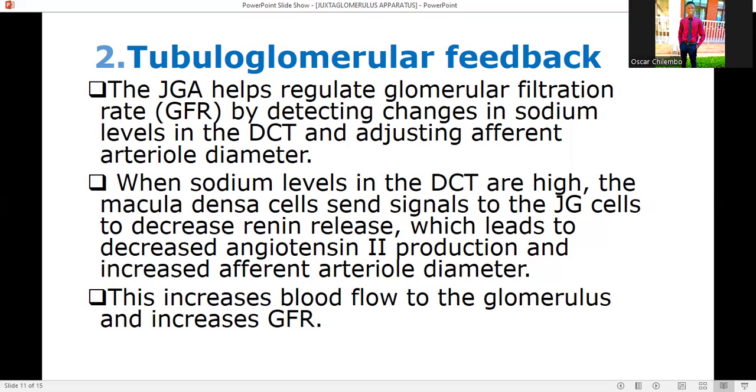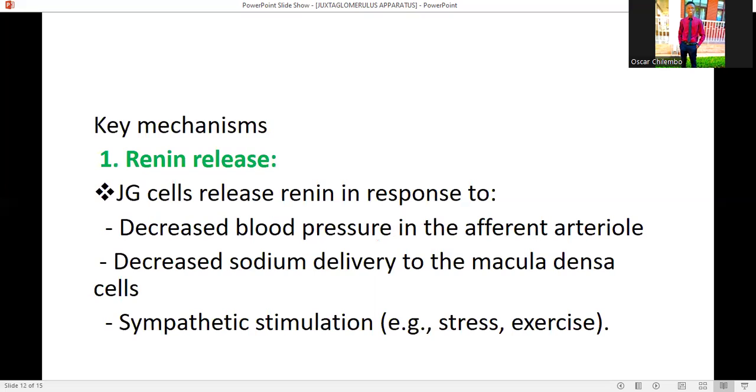Glomerular filtration rate is just about how much blood reaches this system from the entire circulation. So it's about per minute, how much blood it filters into the tube from the vascular system. It's about 125 milliliters per minute. That's the approximate glomerular filtration rate. It regulates. Once that rate reduces, there are problems. Once that rate increases, there are also problems. Okay. So the key mechanism is just about the renin release by the juxtaglomerular cells.